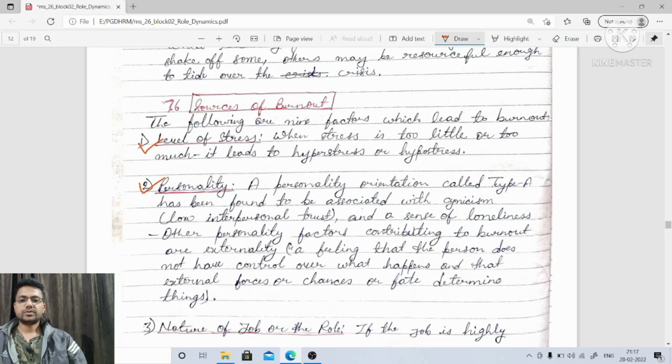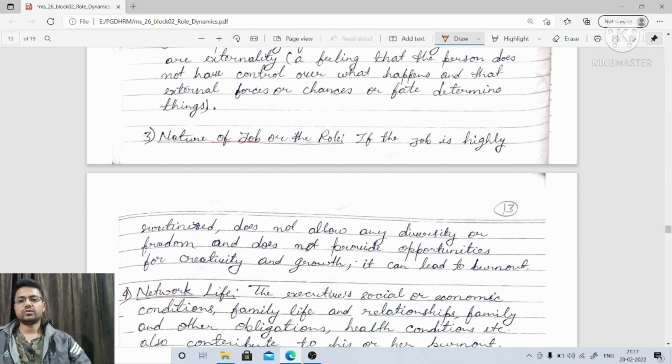Now next, the third factor given here is the nature of the job or the role. If the job is highly routinized, does not allow any diversity or freedom, and does not provide opportunities for creativity and growth, it can lead to burnout. So if the job is highly routinized, then it may also cause stress. That's why some creativity and growth is required for decreasing the stress level.